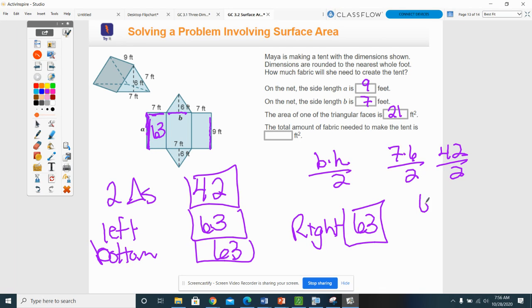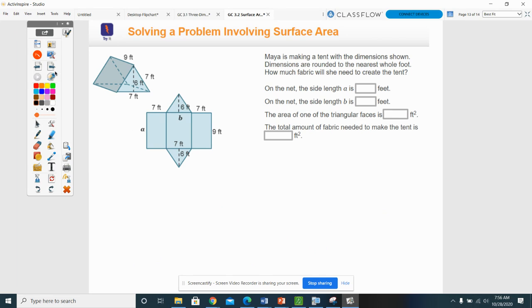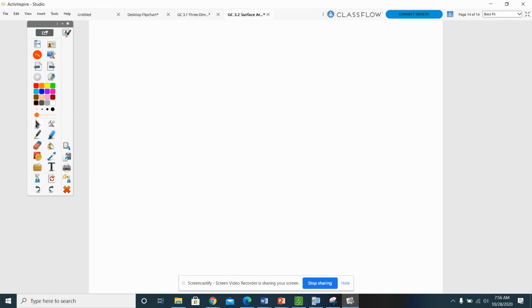And you all add them up. 63, 63, and a 42. What's this? 3, 6, 9, 10, 11. There's a 10. There's a 12, 22, 23 maybe. 231 square feet. Okay, so there's a couple ways for you to look at surface area. Some kids do think it's tricky, but I know that you'll be able to figure out the more you practice.